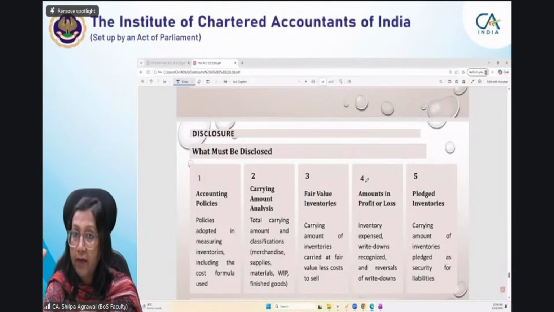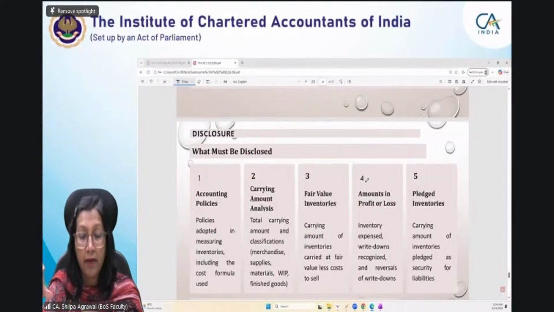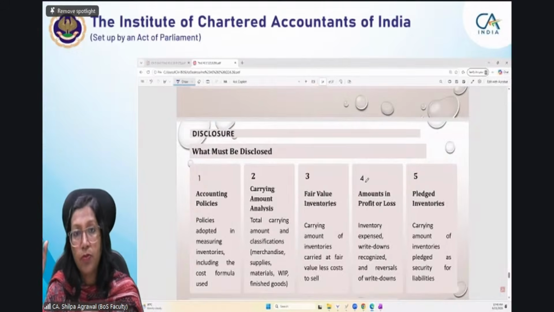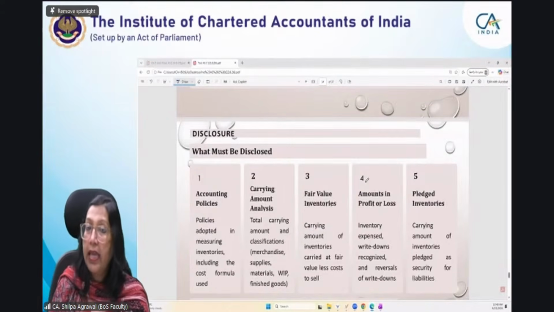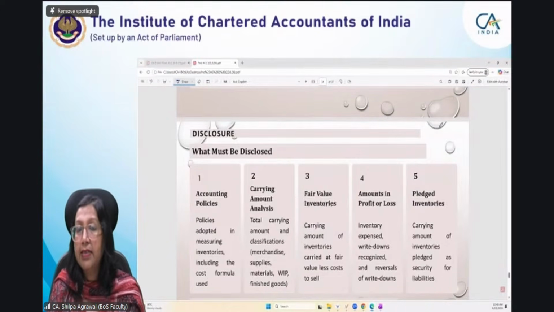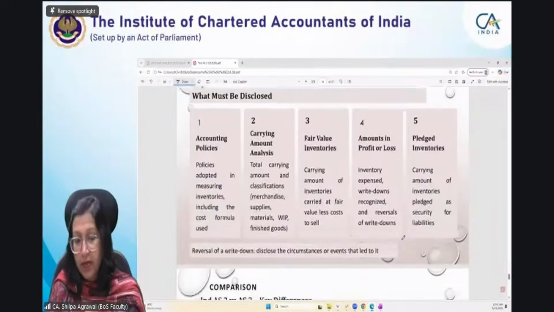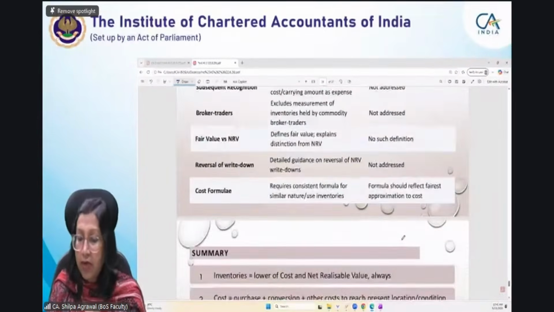Then because of valuation of inventory at NRV, if we have to write down some cost, that has been routed to the profit and loss account, and that is also disclosed here. Inventory expense, written down, and reversal of any write downs, whatever is there, that also we have to disclose. Okay. Any inventory which we have pledged against any liability, that also has to be disclosed here. Okay. Differences, this is already given in the material.